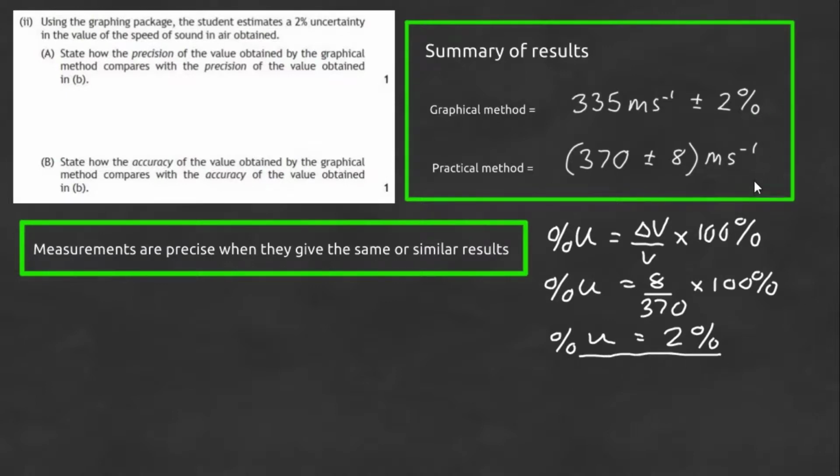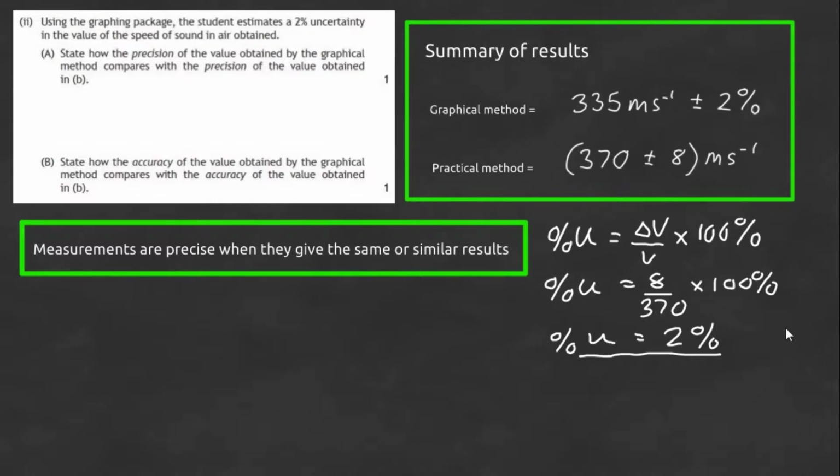So the practical method has an uncertainty of 2%, which means that they give similar results. In the first method, the graphical method, you've got plus or minus 2% absolute percentage error, a 2% spread in the possible answers from the mean. And for the practical method, you get a 2% spread as well. So the precision values obtained in both experiments, the graphical and the practical method, are the same.